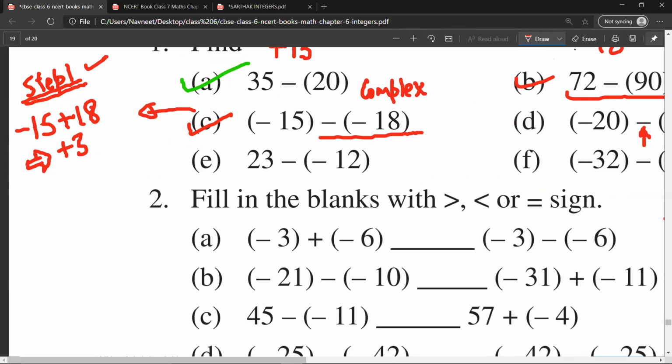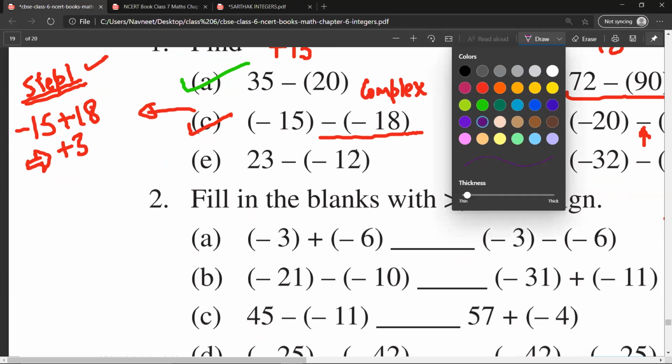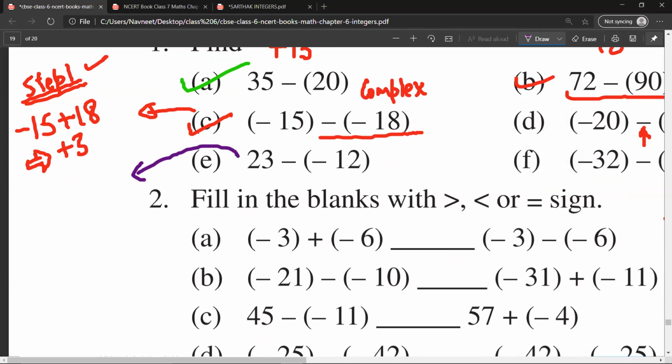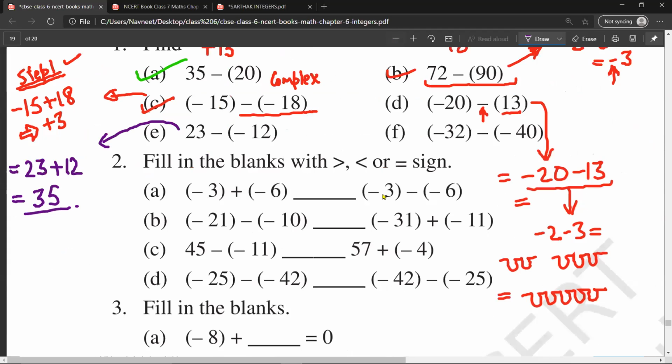If there is a complex question, for example this question, I'll do it in 2 steps. Step 1 would be 23 plus 12 plus 12. This would be equal to 35. Is there any confusion? Mr. Sarthak, is there any confusion? No, sir.